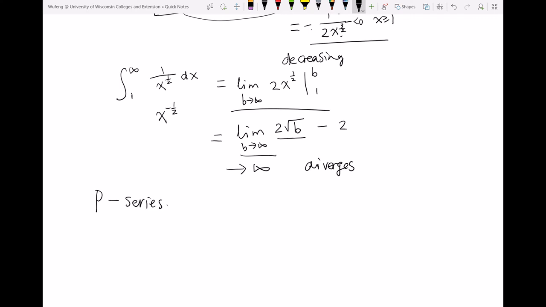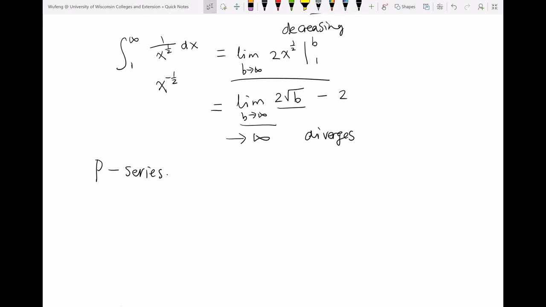Now you see, after we do several examples, we can be mathematicians and make a theorem. We find the pattern, oh, that must be a theorem. You got it, right? So this actually is a theorem. We do the p-series.